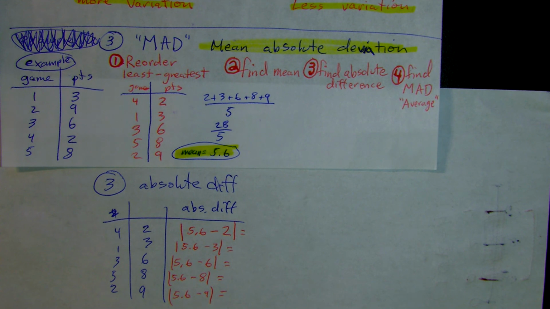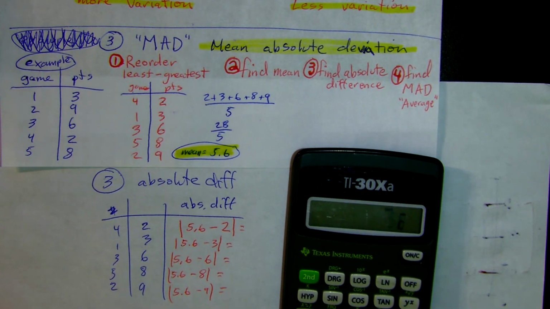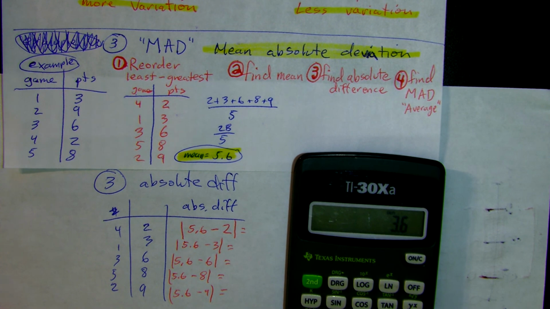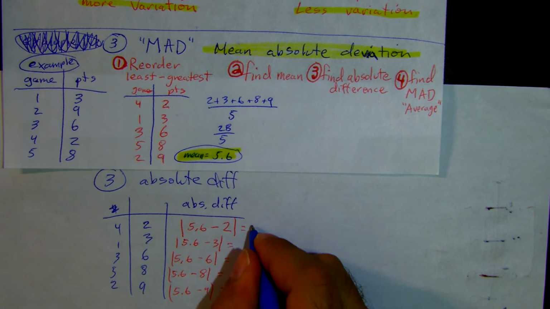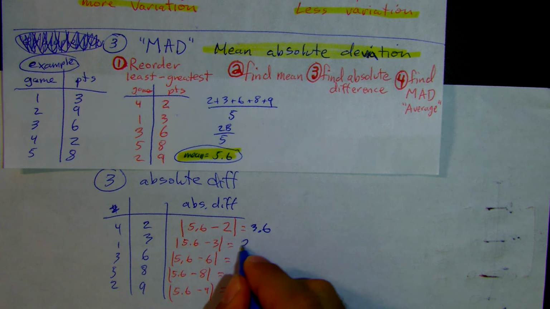All right. So you just go ahead and work them out. You get out your calculator. Maybe you need it for some of these, maybe not. We have 5.6 minus 2 is 3.6. The absolute value of 3.6 is 3.6. We have 5.6 minus 3. That's 2.6. The absolute value is 2.6.